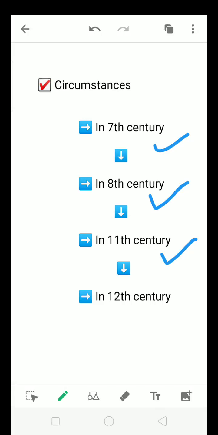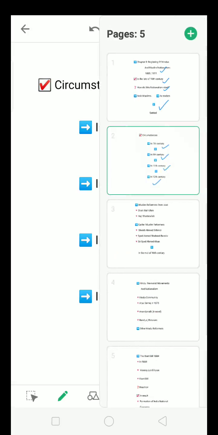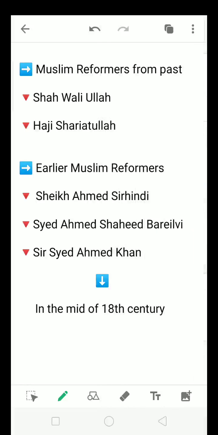So the 12th century was a very important century in which the Muslims and the Hindus appeared as a nation on the subcontinent. But in the background, there were many reforms done by some of the Muslim reformers as well as some of the Hindu reformers. First of all, we will read about the Muslim reformers from the past.